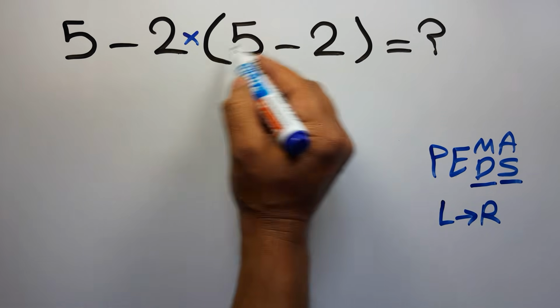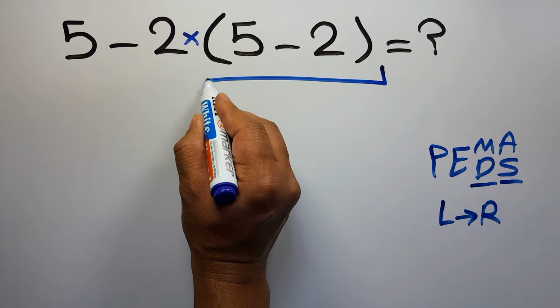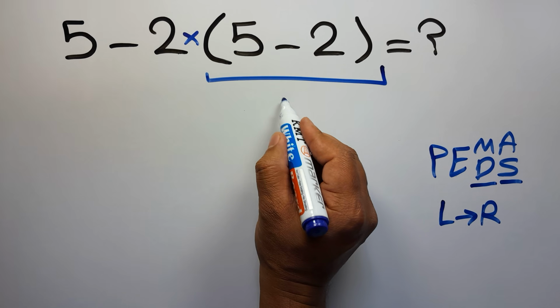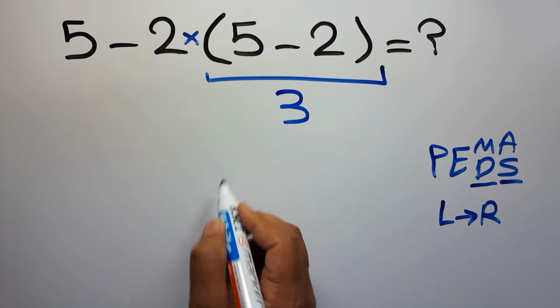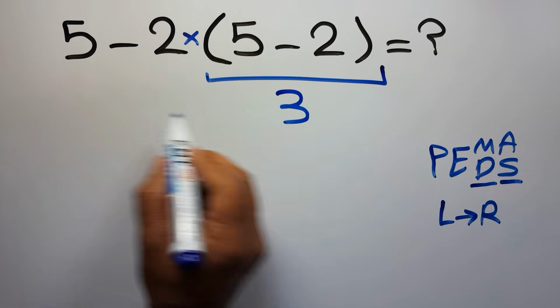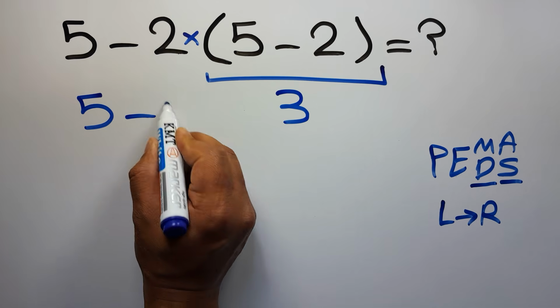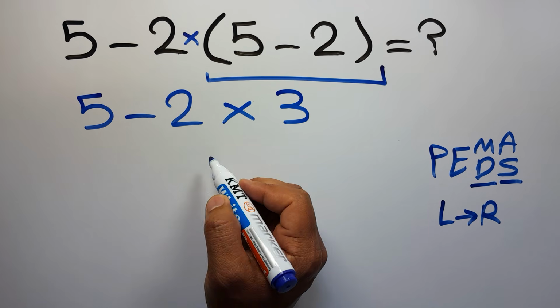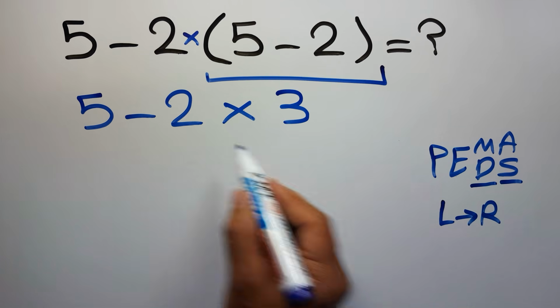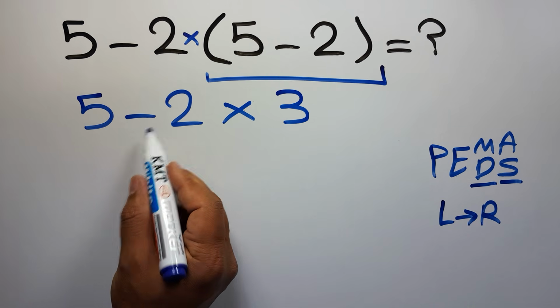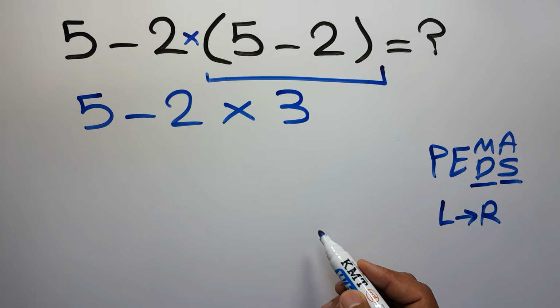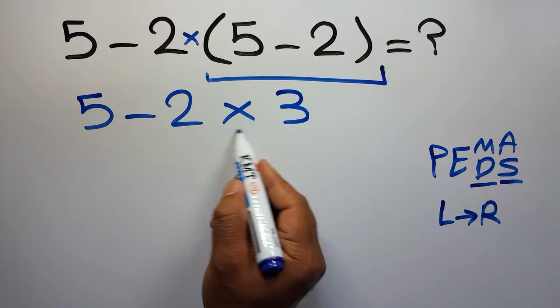So, first we have to do this parentheses. Inside this parentheses, we have 5 minus 2, which gives us 3. So 5 minus 2 times 3. Now we have one subtraction and one multiplication. According to the PEMDAS, multiplication has higher priority than subtraction because multiplication comes before subtraction. So here first we have to do this multiplication.